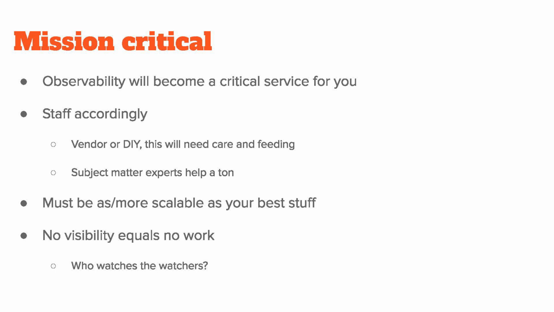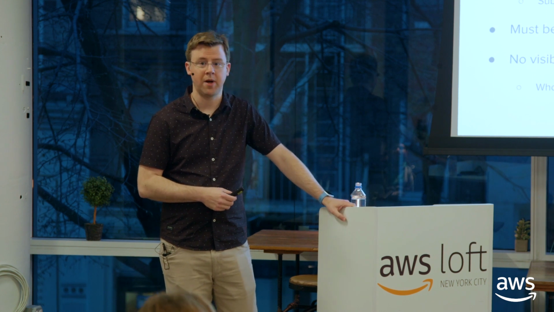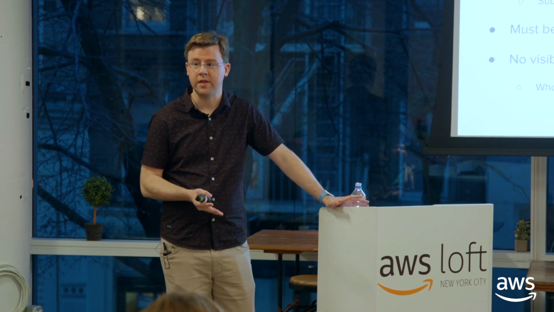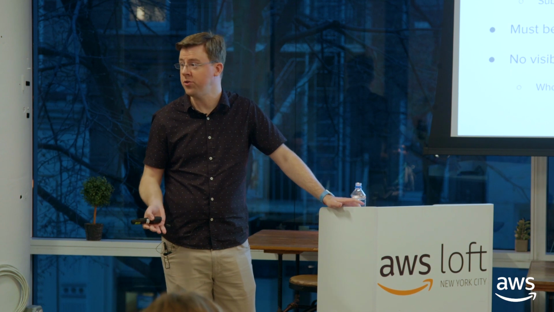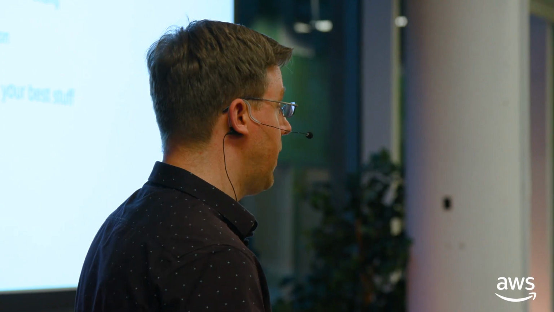All right. The other thing that you need to pay attention to here, vendor, OSS, build it yourself in-house, whatever it is, ultimately, this stuff is critical. When I worked at Twitter, observability being down was the worst possible thing that could happen because we couldn't see what we were doing. And if you can't see what you're doing, you can't do anything. You have to stop.